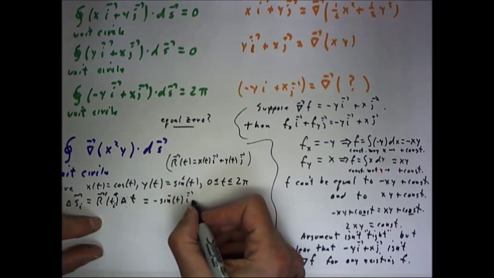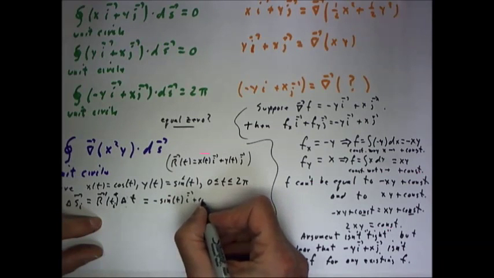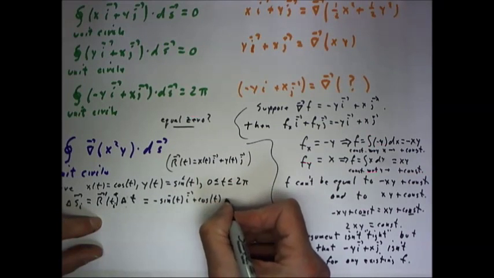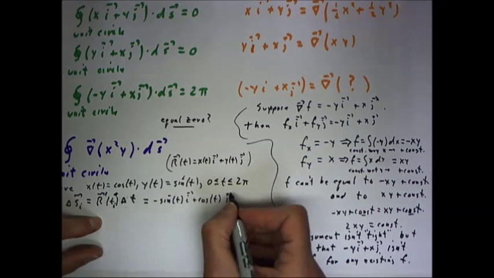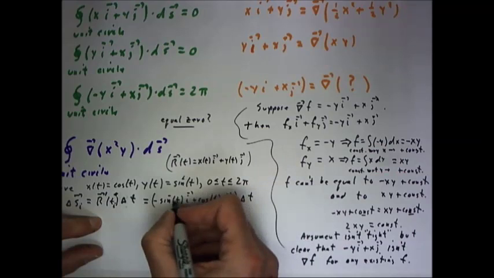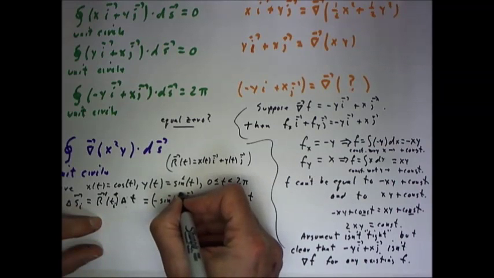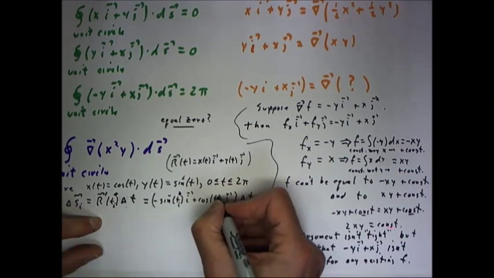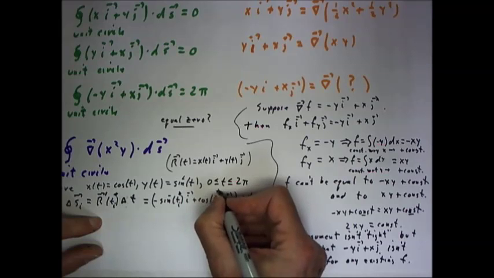Which would be plus a cosine of t times j. And that's multiplied by delta t, and t is evaluated at the sample point ti star.